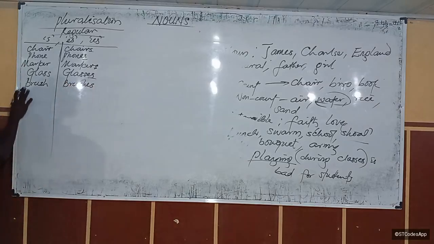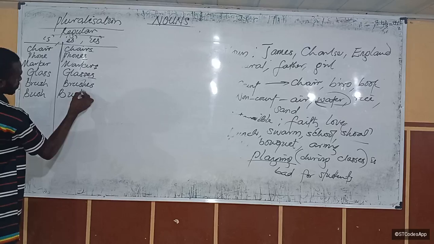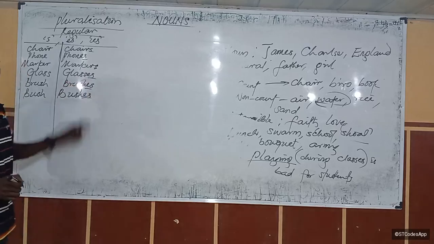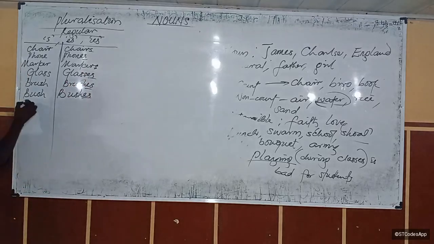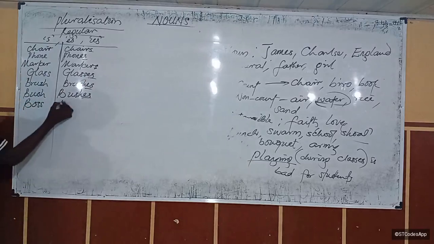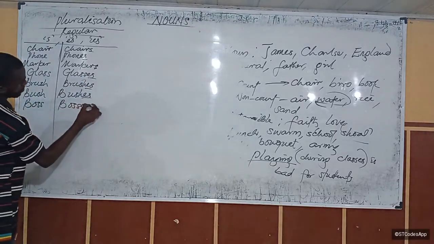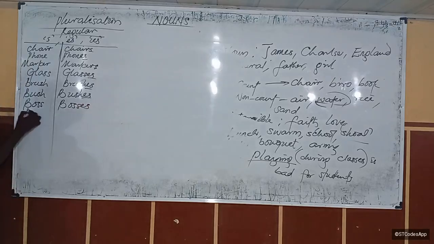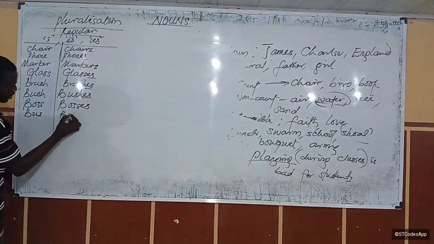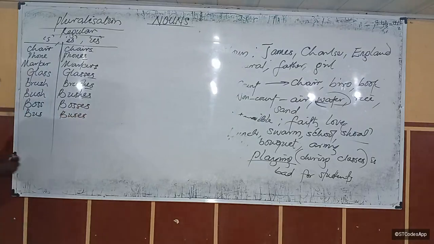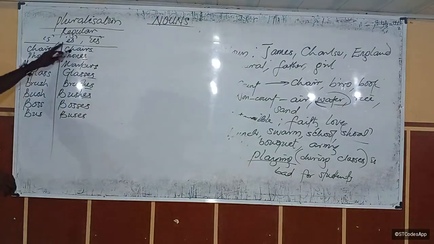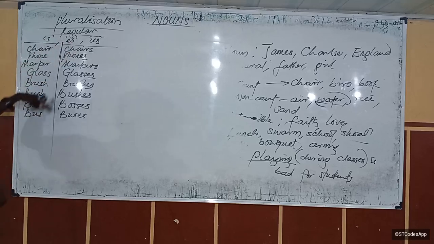We have bush and we have bushes. You see, we make these words by adding es. We have bus and we have buses. Is that okay? Even bus. We have bus and we have buses. Alright, so these words, we make them by adding s, the first set, by adding es, the second set, and by adding ies, this last set.